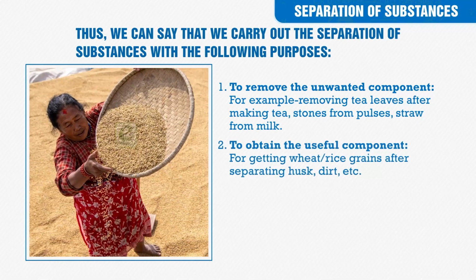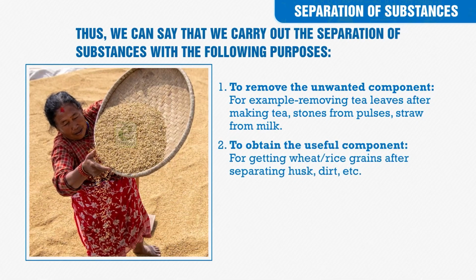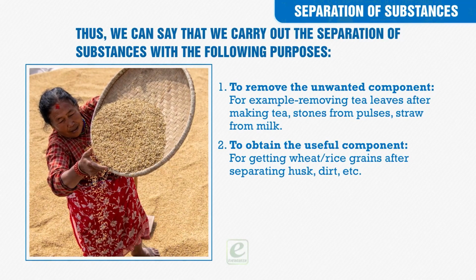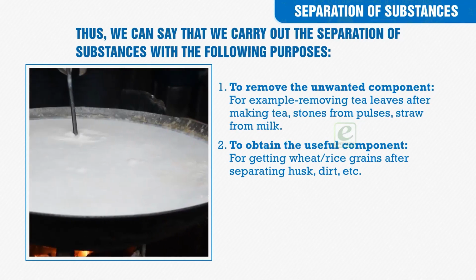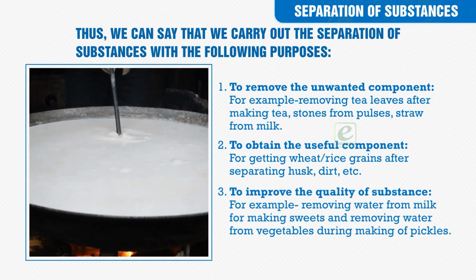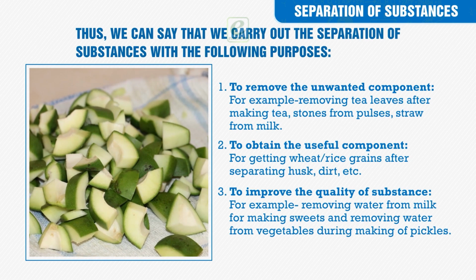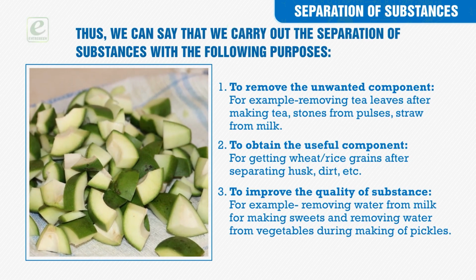To obtain the useful component, for getting wheat or rice grains after separating husk, dirt, etc. To improve the quality of substance, for example, removing water from milk for making sweets and removing water from vegetables during making the pickles.